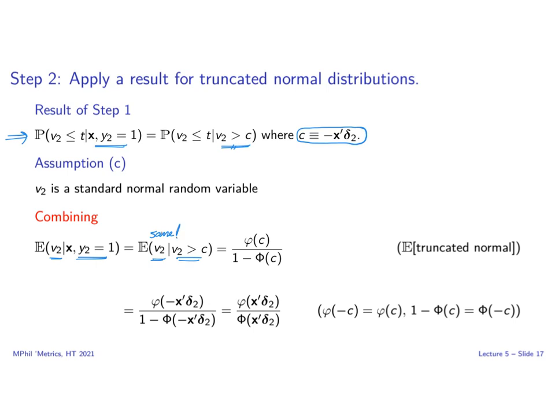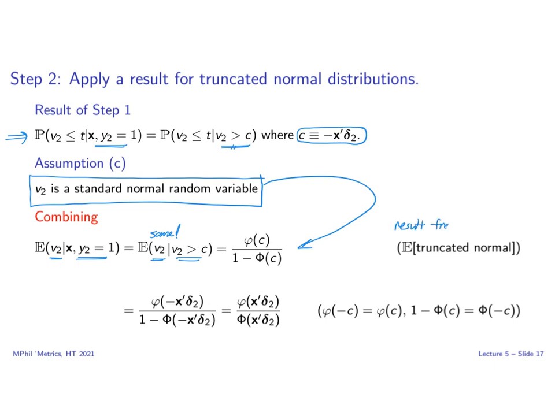And because we know from assumption c that v2 is a standard normal random variable, applying a result for truncated normals that's proved in a separate video, the desired expectation is equal to phi of c divided by 1 minus Phi of c, where little phi is the standard normal density and big Phi is the standard normal CDF. Substituting the definition of c, namely negative x prime delta 2, we obtain the following.